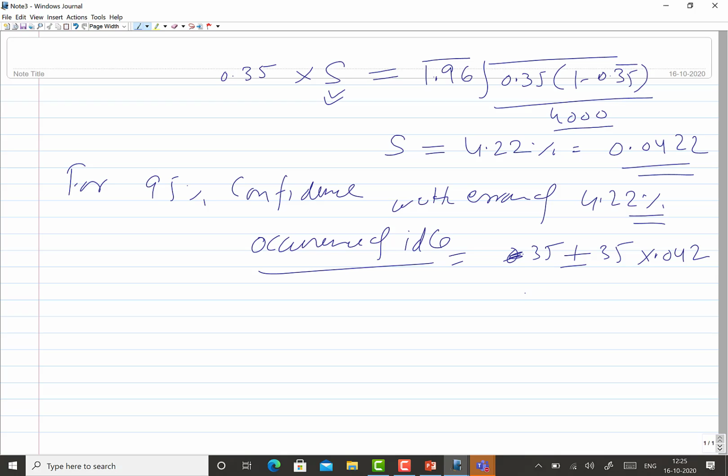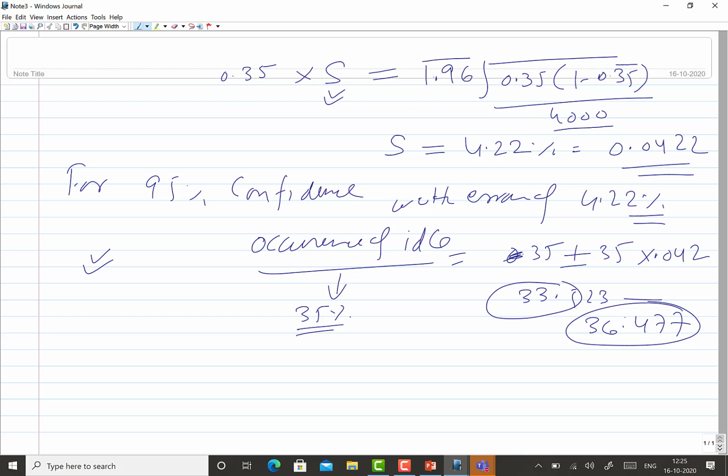So when this is solved, what we get is 33.523 on the lower side, and on the higher side 36.477. So what we can say is that the maximum possible percentage of idleness in the working is 35%, wherein the minimum possible value can be 33.523, and the maximum higher side value of the occurrence of the idleness is 36.47. So this is how the number of observations as well as the corresponding possible variation in the observations can be determined using work sampling.